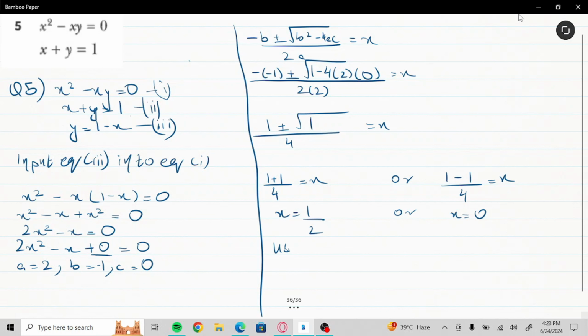Now using equation 3, we are going to say x plus y is equal to 1, so y is equal to 1 minus x. So y is equal to 1 minus 1 upon 2, or y is equal to 1 minus 0. And y is equal to 0.5 itself, or you can say 1 upon 2 again, or y is equal to 1. And these are the x and y values we were to find in the question.